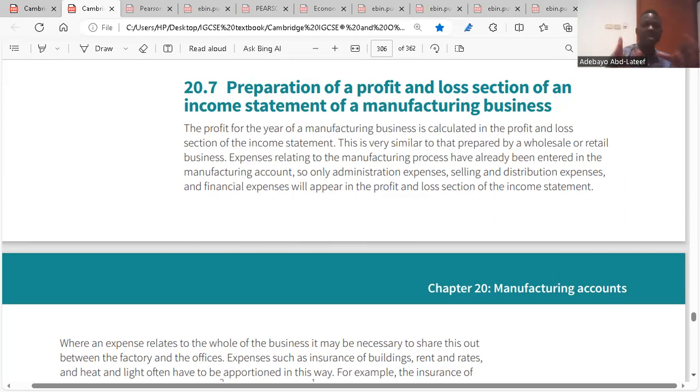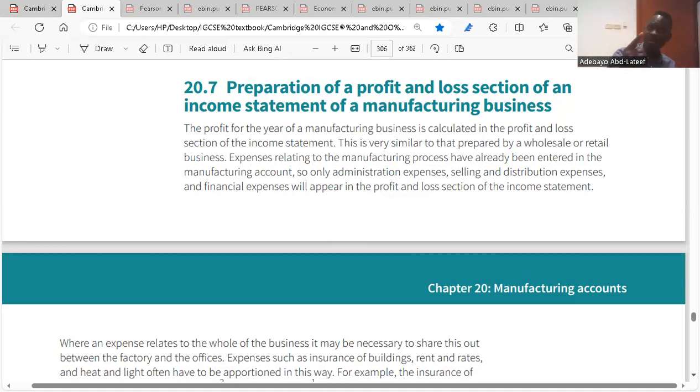I think you understand income statement, profit and loss section. In the profit and loss section, the only things you are going to subtract from your gross profit are office expenses, stationery if there is. What else do we have to add? Distribution expenses, because you have to sell, those carriage outward. It's part of your profit and loss.